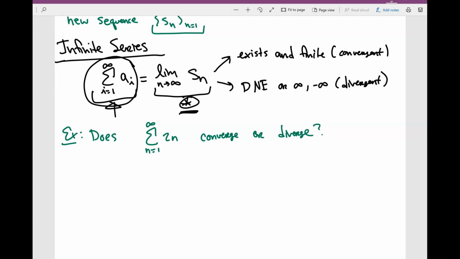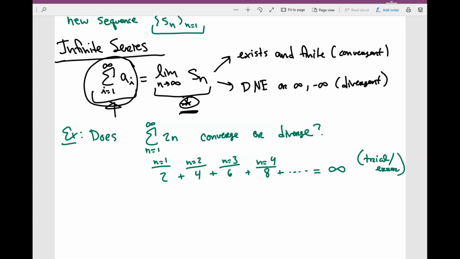Okay, that's what I want to figure out. Does this converge or does it diverge? Without doing anything, you can imagine by trial and error that this is going to diverge. If I plug in n equals 1, you get a 2. Plug in n equals 2, you get a 4. n equals 3, you get a 6. n equals 4, you get an 8. So you have all of these numbers and you're going to add them up. Obviously, if I keep adding numbers that are getting bigger and bigger, this is going to go to infinity. So even by trial and error, looking at this intuitively, you know that this is going to diverge.